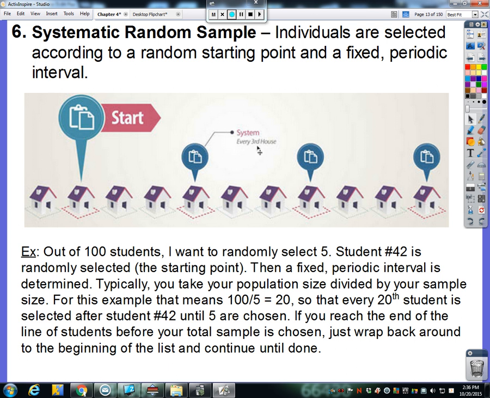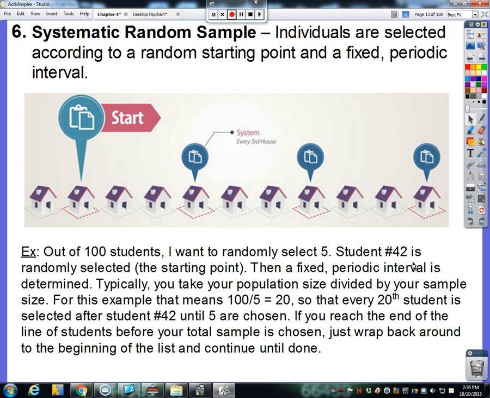And how do you get, say, every third house? Well, let's look at this example here, and you'll see where that number can come from. Out of 100 students, I want to randomly select 5. Student 42 is randomly selected as my starting point.